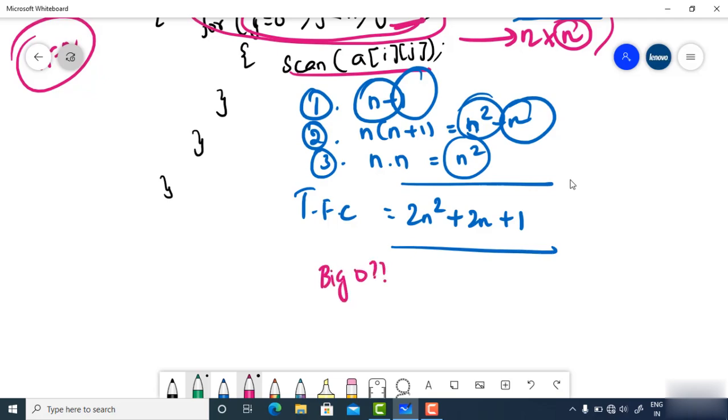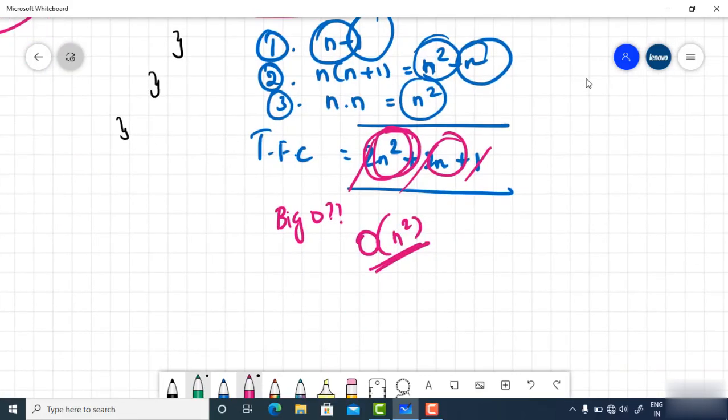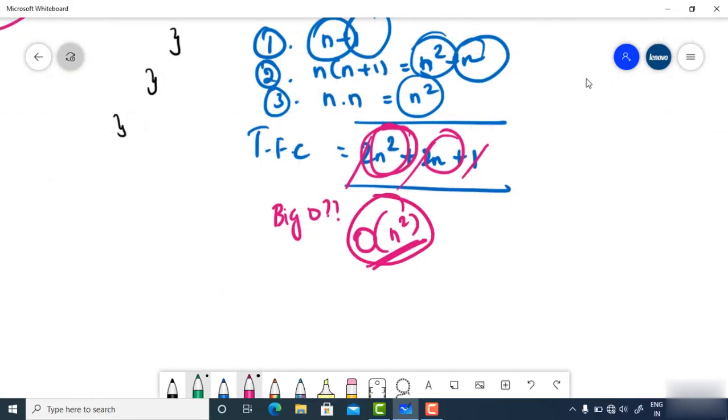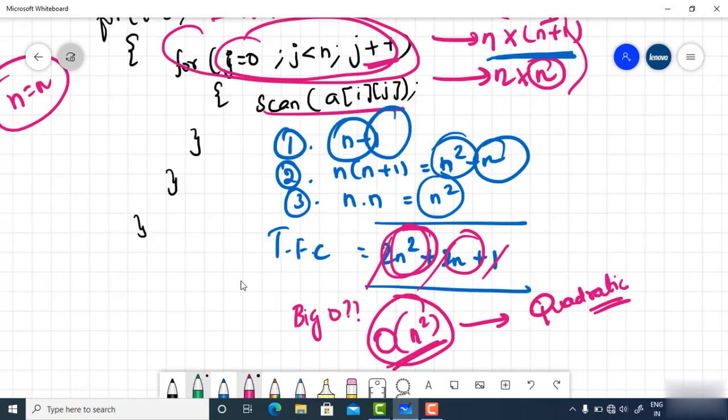Big O is nothing but you have to ignore all the constants. You have n square and n, but you have to take only the worst case, that is n square. So the big O, the time complexity for this algorithm, is O n square. That is the worst case, the maximum time complexity. This is quadratic or polynomial time complexity, which is worse.